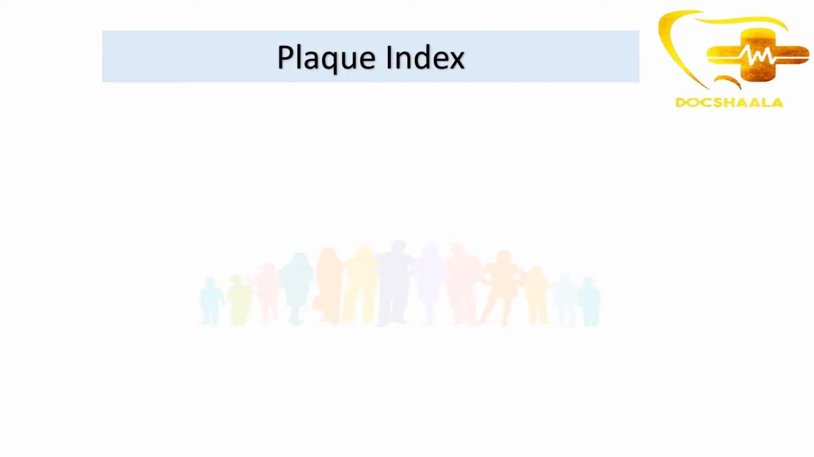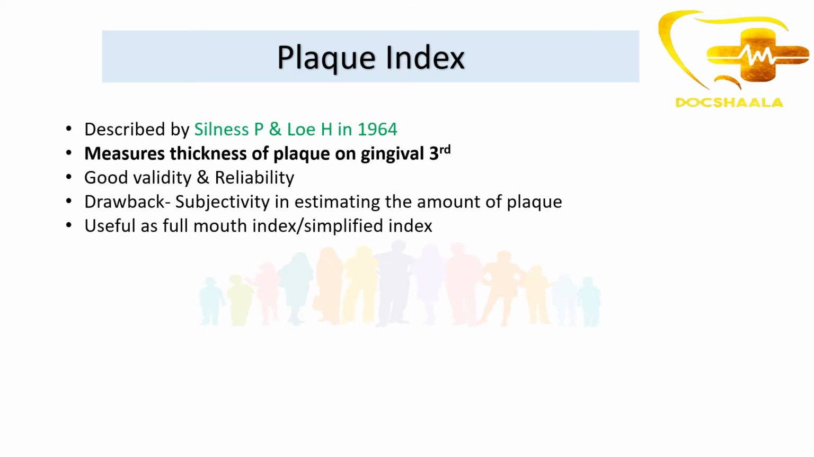Let's just begin with our topic. So, Plaque Index. I think most of you know what is plaque, right? It is a non-mineralized tissue that is found on the tooth surface. It is described by Silness and Loe in 1964. So this is important. It measures the thickness of plaque on the gingival third. So when we are coming to our tooth, this is the gingival third, right?